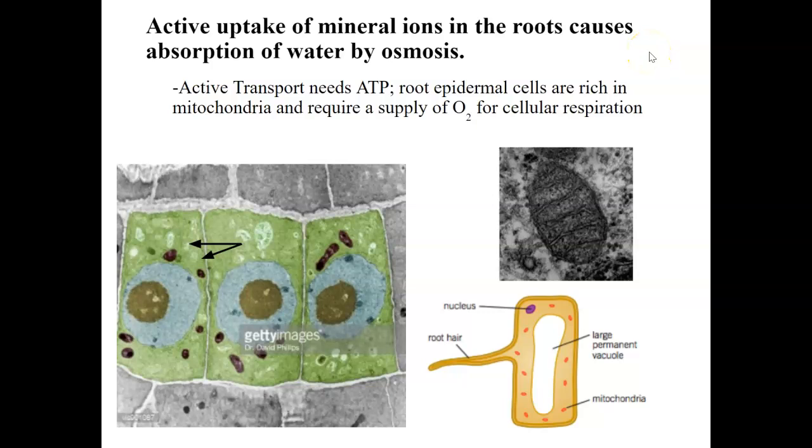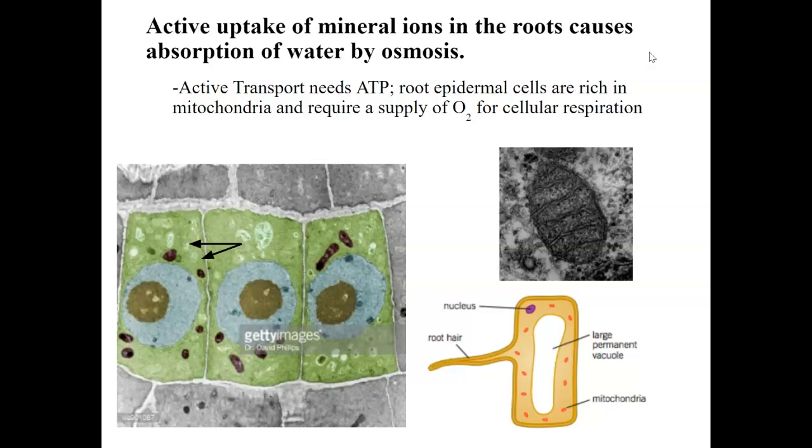This active uptake of ions into the root cells is important because the root cells then concentrate these ions in such high amounts inside the cells, and this is what drives water into the cell, right? Wherever the solute is, water will follow. So the steeper the concentration gradient is, the more ions we have concentrated in those root cells, the more water will follow and go into the root cells as well. So it's very important for water uptake.